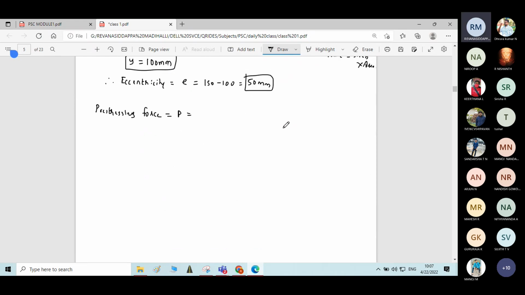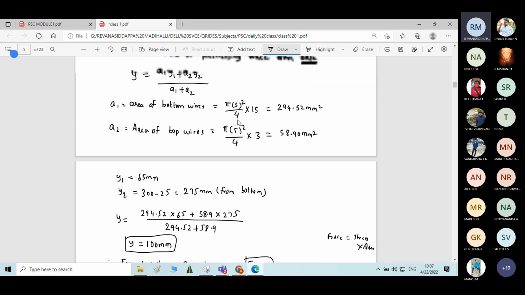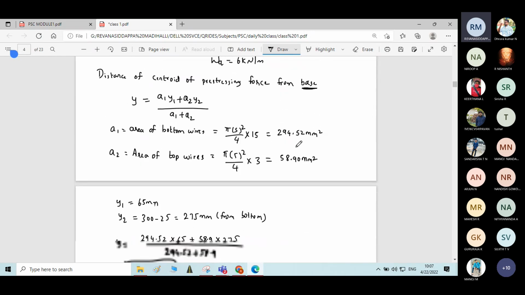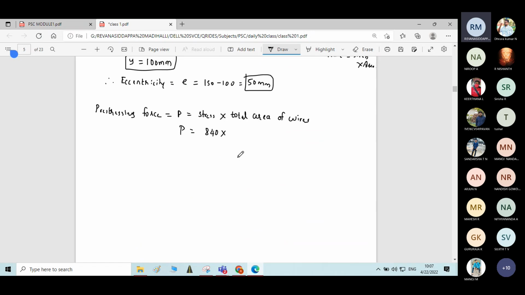Therefore, prestressing force P is equal to stress into total area of wires. So P is equal to the stress in the wires, which is 840, into the total area of wires. Area of the bottom bar is 294.52 plus 58.9.